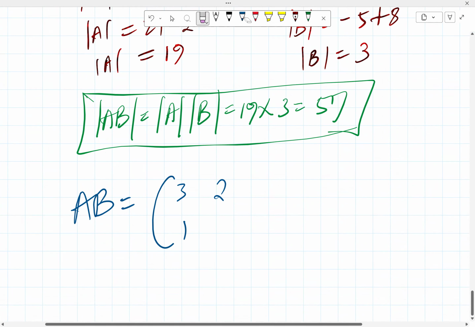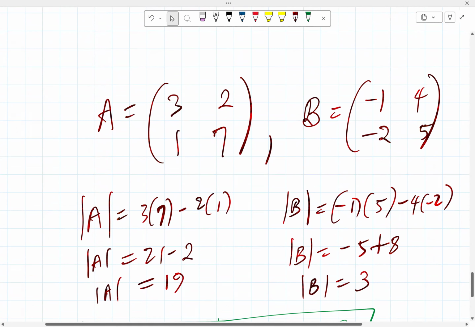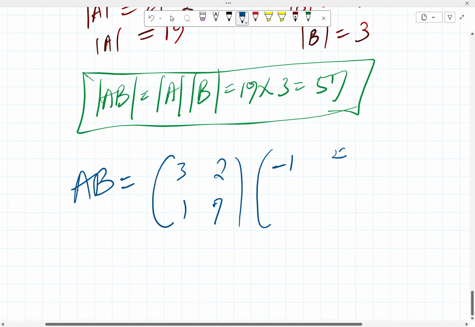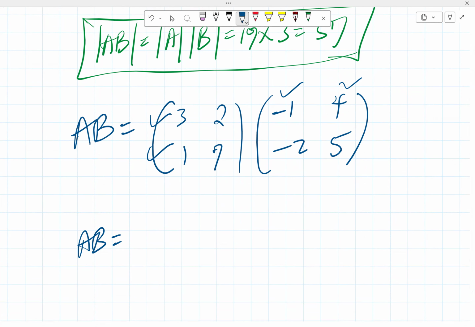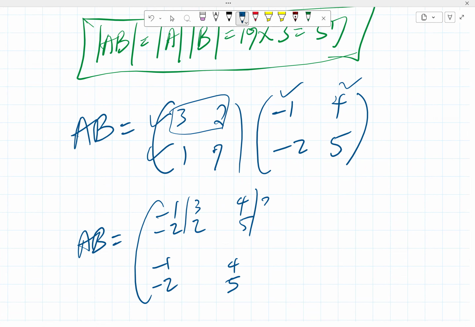3217 multiplied by 1 minus 1, 4 minus 2 5 minus 1, 4 minus 2 5. So we then have AB equal to, of course, because we have two rows here, you have to write these columns twice each. So minus 1 minus 2 minus 1 minus 2. Then this is 4 5, this is 4 5. Then you put 3 2 over the top, 3 2 3 2. Down here you have 1 7 1 7. That's a fast way to multiply matrices.